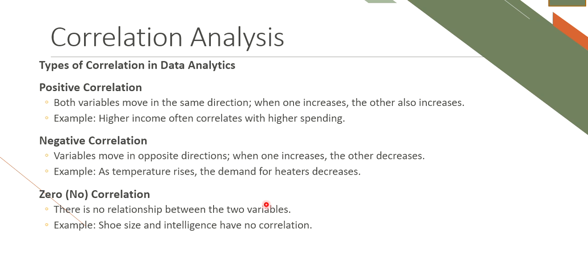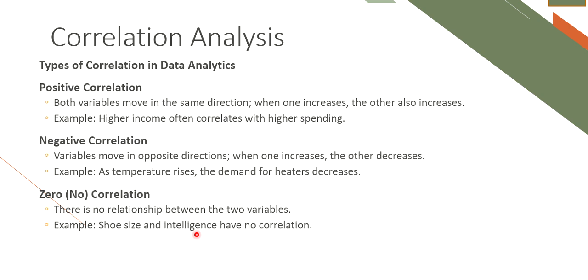Then zero or no correlation. There is no relationship between the two variables. So shoe size and intelligence have no correlation, right? Whether people are intelligent, does it depend on the size of the shoes? No. So nowhere they are related, right? So that we call a zero correlation.